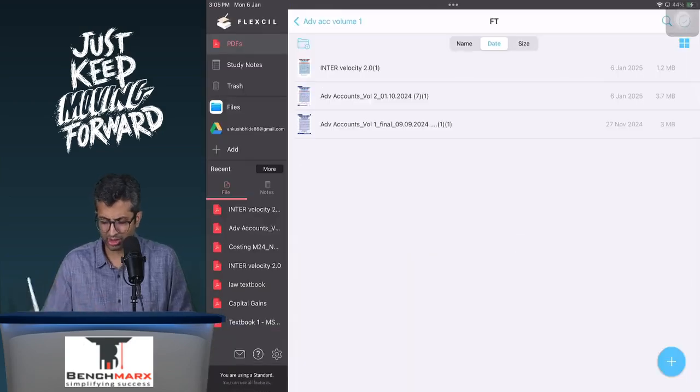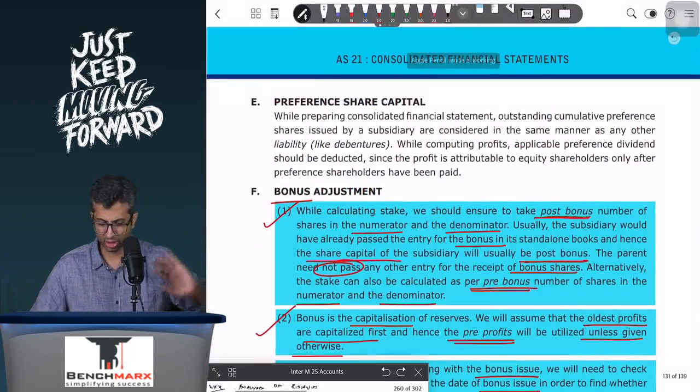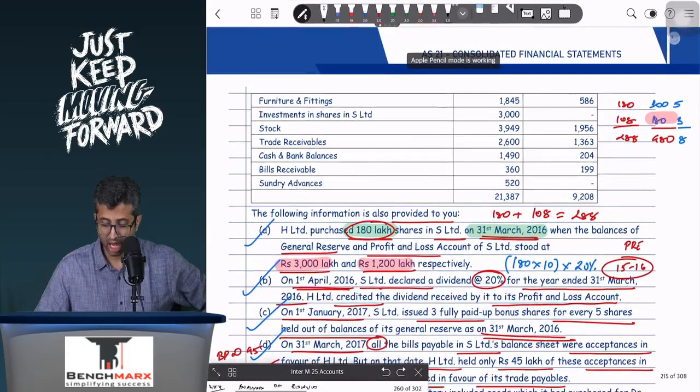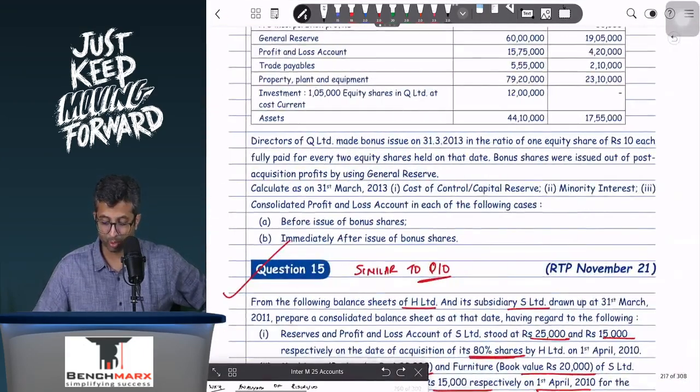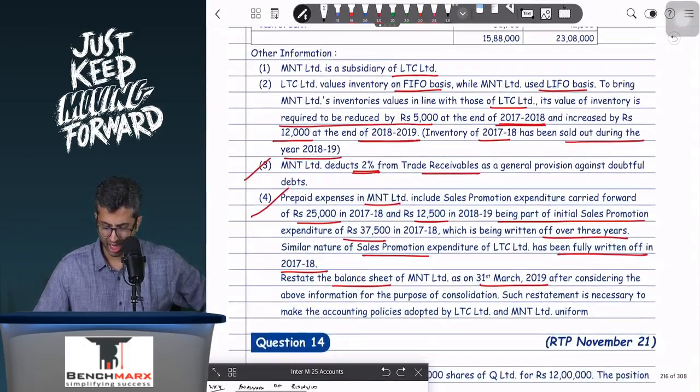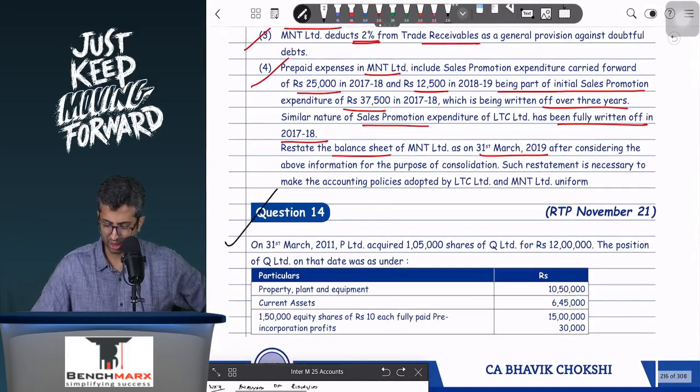Sir, which question are you referring to? Question number 12 did not have this problem. Why? Because the bonus was out of pre-acquisition general reserve. But if I look at bonus coming out of the post-acquisition general reserve, I think question number 14, I can review question number 14, which is pertaining to bonus.